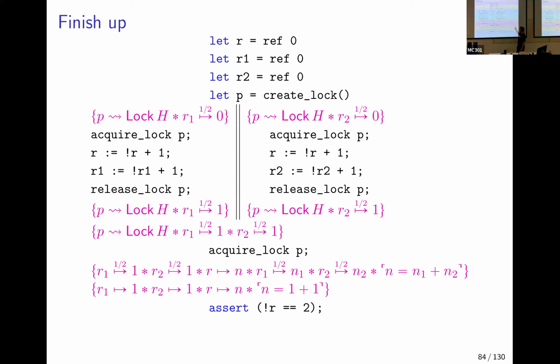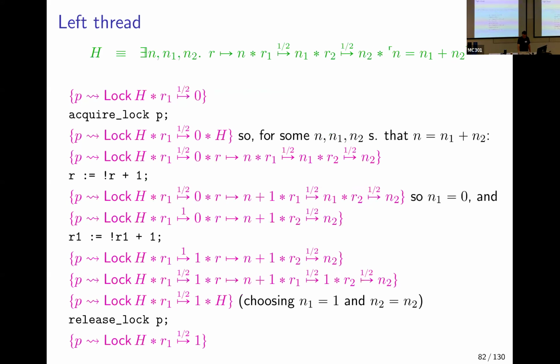We acquire the lock, so we have this invariant that comes back. We can combine it back to have the fact that R1 points to 1, R2 to 1, sorry, and R points to N such that N is equal to 1 plus 1. Oh yeah, I forgot to mention.